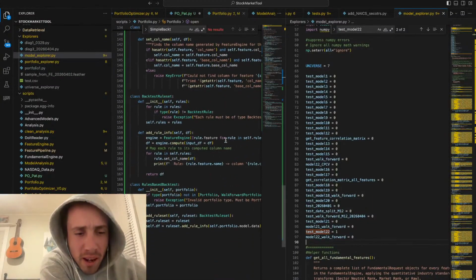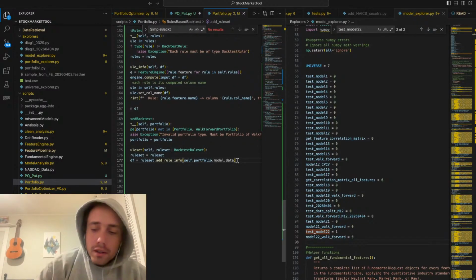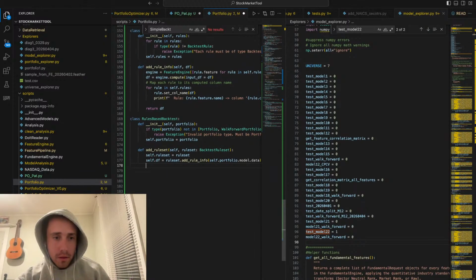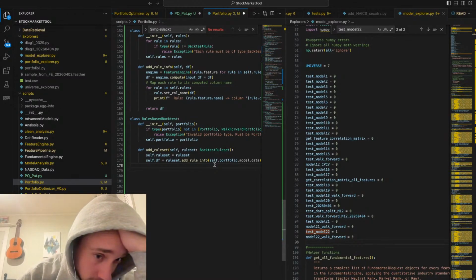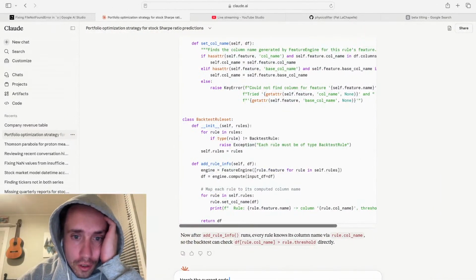Alright, so back test rule set, rules based back test, add rule set. Rule set dot add rule info. Okay, so now we have the rule set. Okay, so now I need to figure out how to do this efficiently.